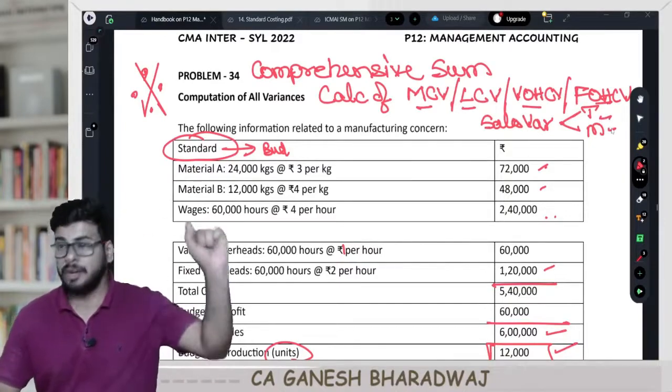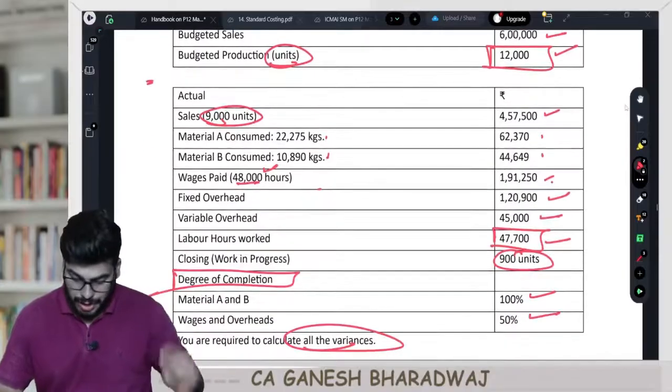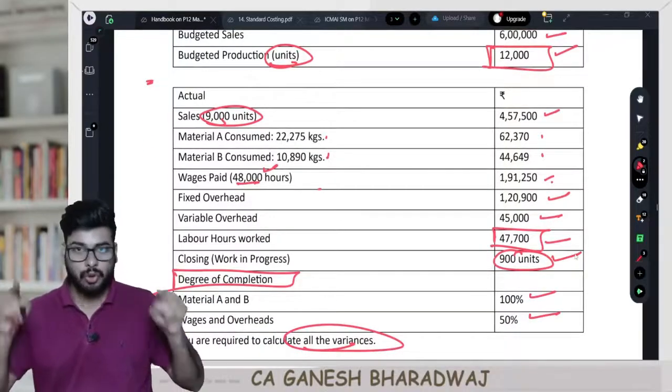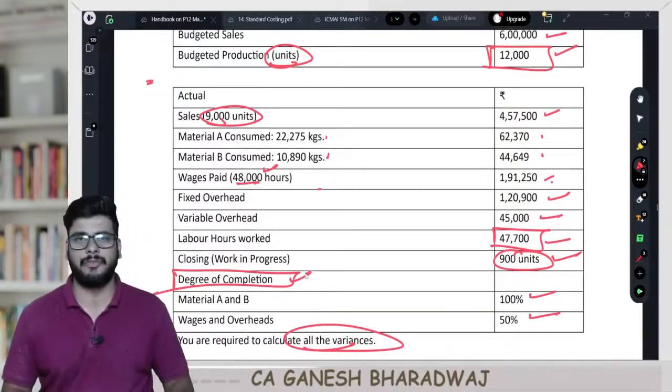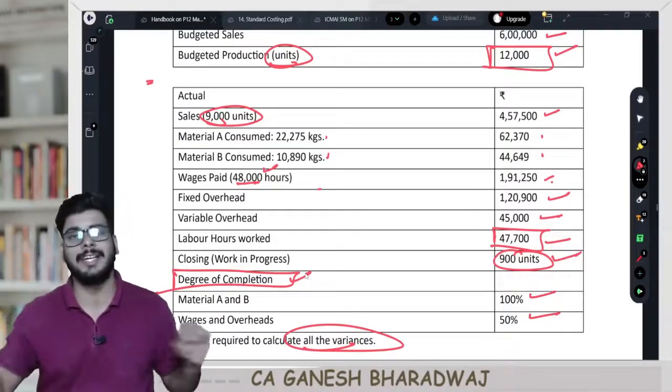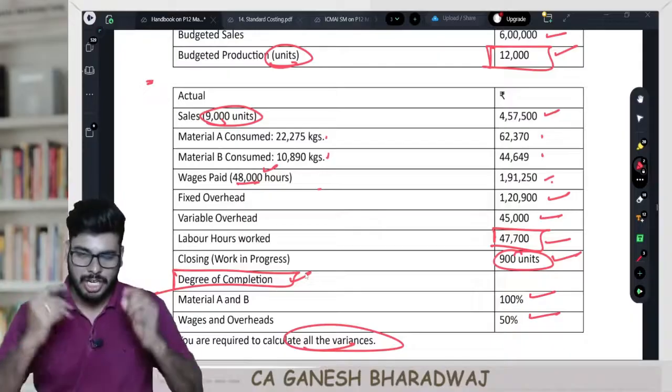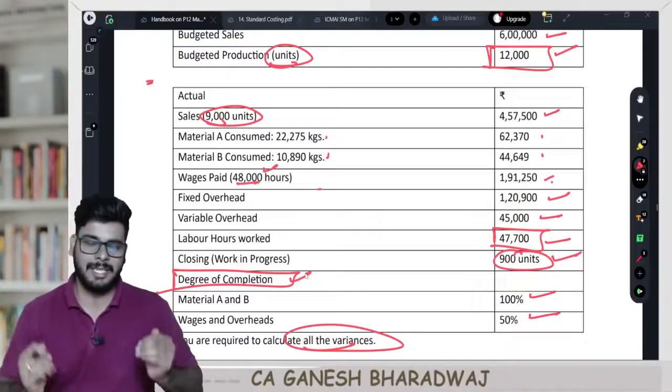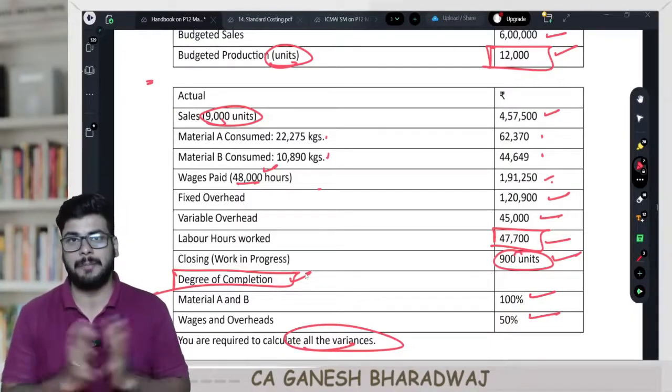And this sum, over and above all these things, had a unique stock adjustment, that too closing stock, that too with different degrees of completion. One of the most top rated questions in this entire chapter. This is what I told you in our regular batch also. That is the reason why I picked this up for the purpose of revision.